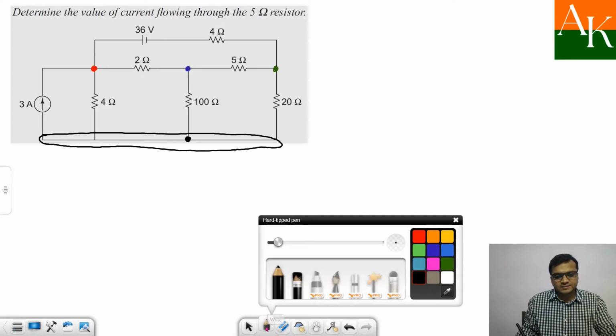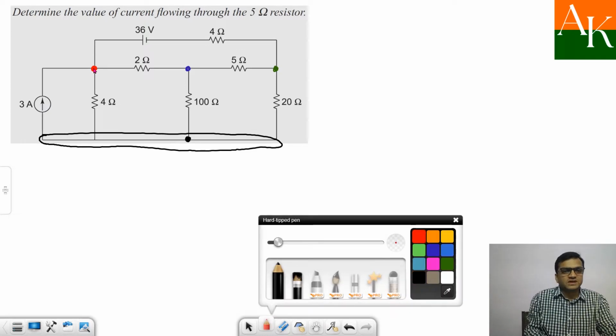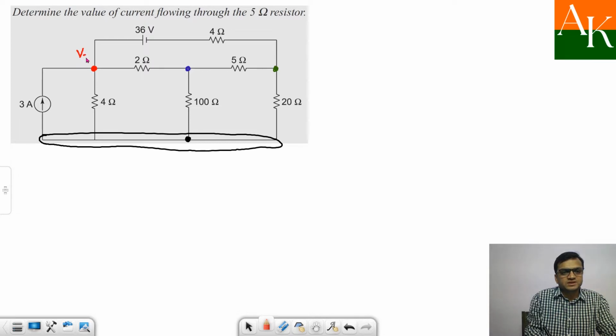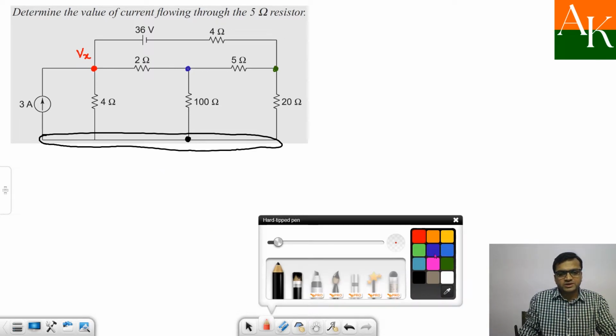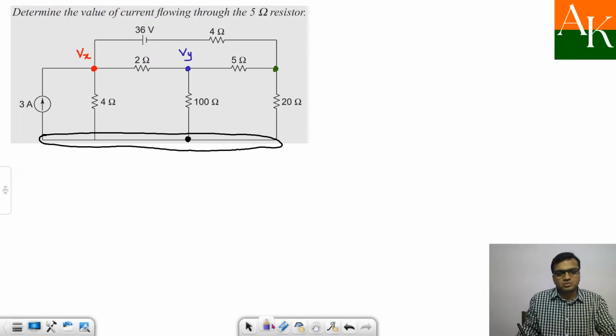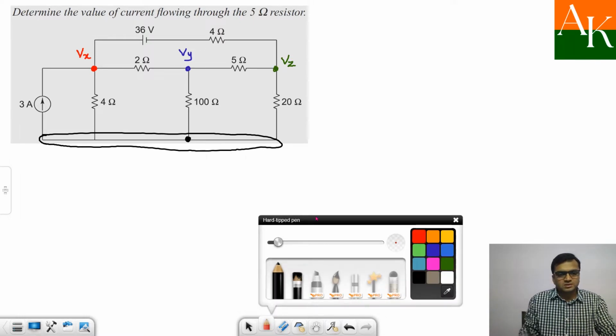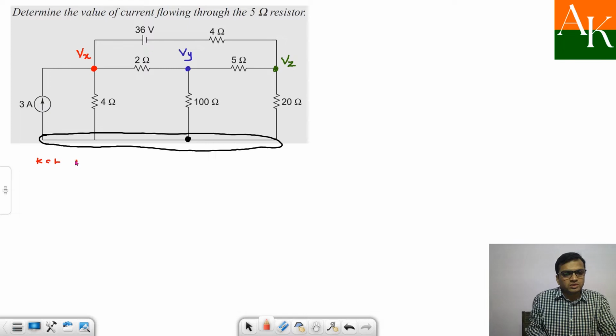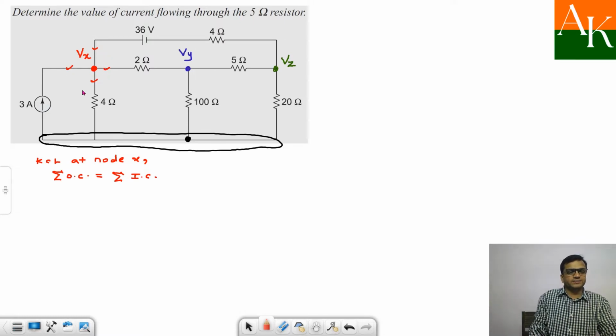Then I have to assign variables for the voltages which are unknown. So here I am assuming the voltage as Vx, the second node voltage is Vy, and the third node voltage is Vz. I will apply KCL at these nodes and I will find out Vx, Vy, Vz. So let us apply KCL at node X. When you are applying KCL at node X, you have to write down summation of outgoing current is equal to summation of incoming current. Now to node X, 1, 2, 3, 4 branches are connected.